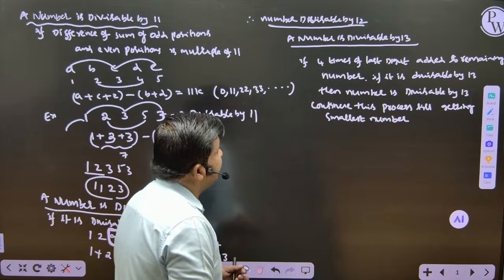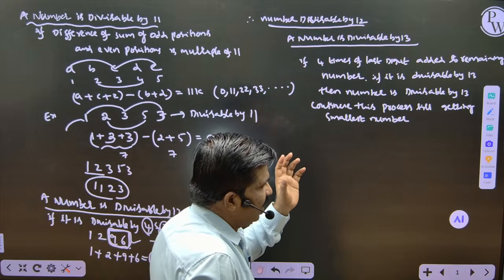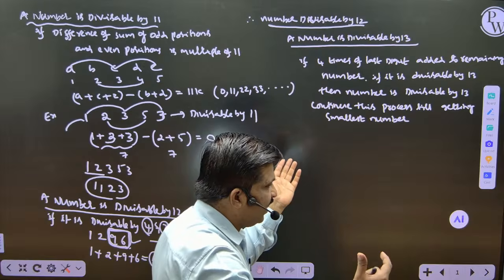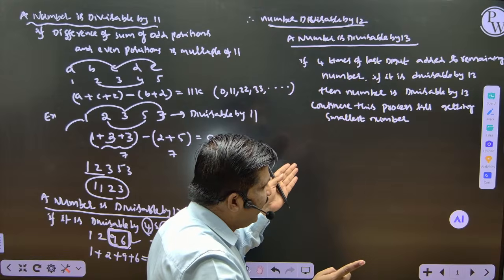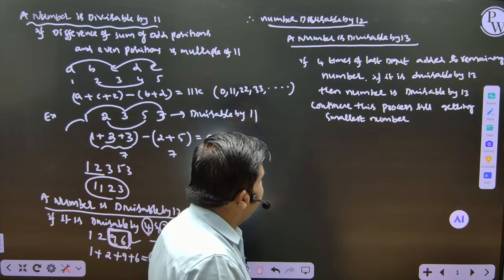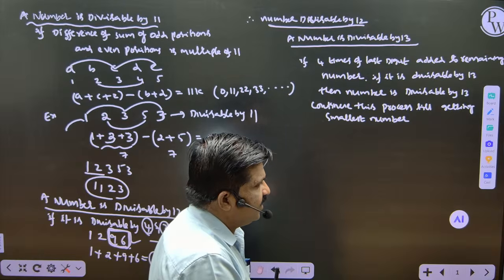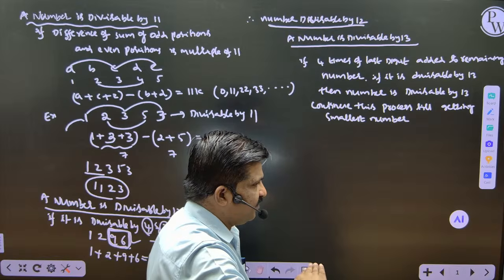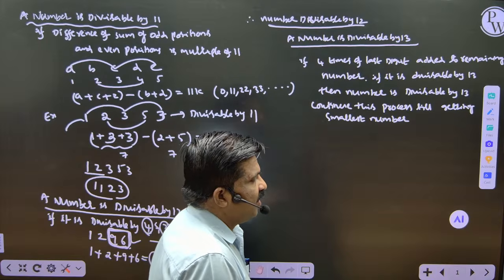So when we say the number is divisible by 13, consider the last digit: 4 times the last digit is added to the remaining number other than the last digit. If that is divisible by 13, then the number is divisible by 13. If the number is still large, again continue this process till getting the smallest number.